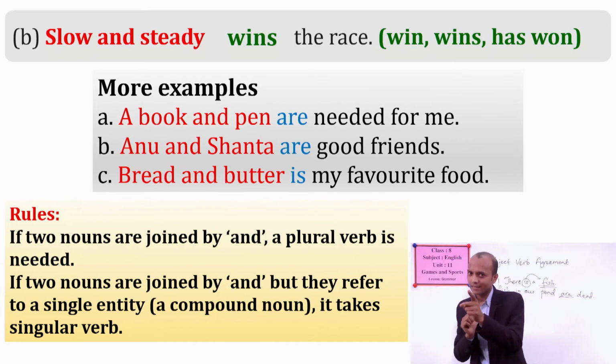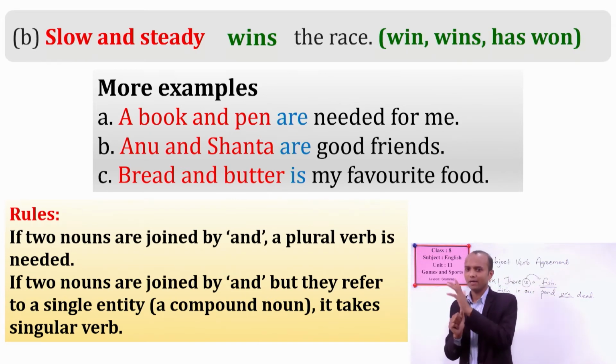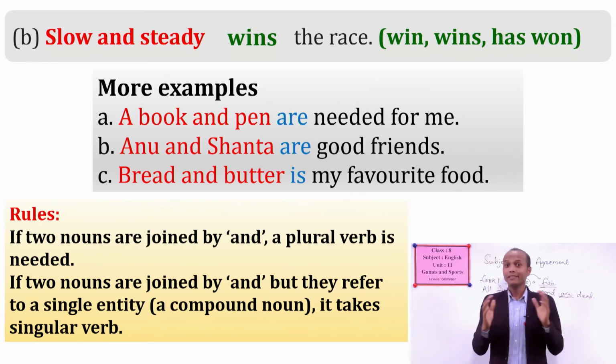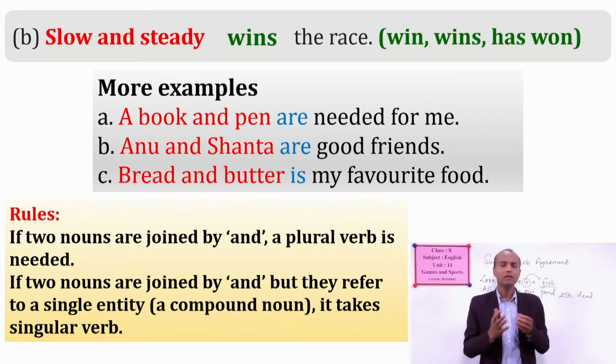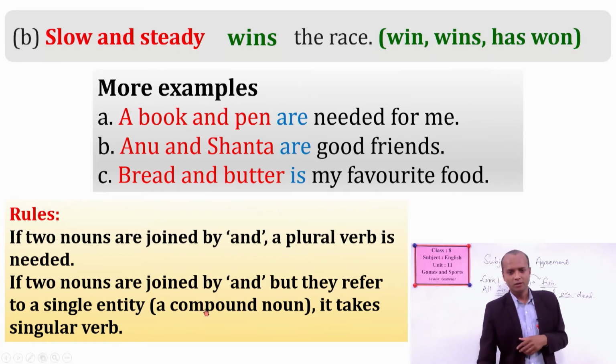Like slow and steady wins the race. Bread and butter is my favorite food. Okay, fish and chips is my favorite dish, or something like that. Did you notice it? Okay. So they are called compound nouns, referring to a single entity.